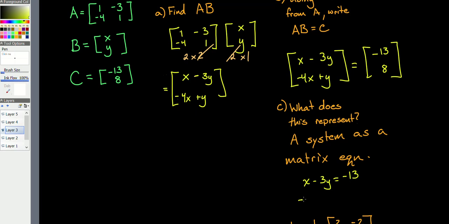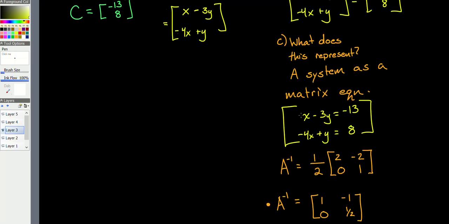Negative 13. And negative 4x plus y equals 8. Now, I'm not going to use those brackets because that makes it look like a matrix. I'm not going to do that. Terrible choice. We'll use that.